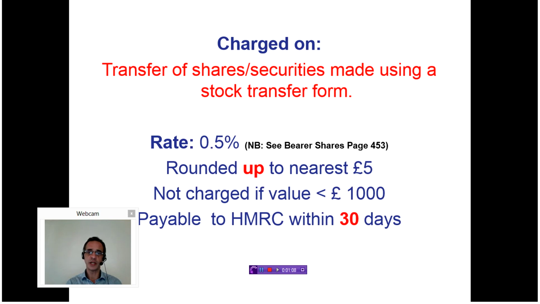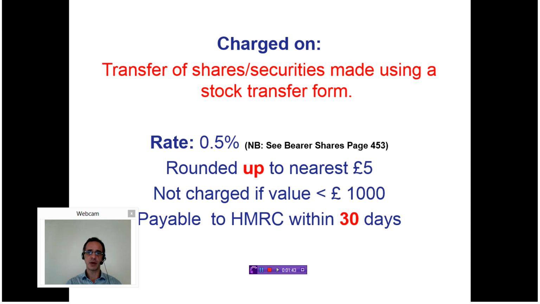I'll draw your attention to page 453 of the text in relation to bearer shares, where a slightly different percentage is used. But I would have thought for the most part within your exam, you're going to find an ordinary transfer of ordinary shares, and the rate is going to be 0.5%. The thing to bear in mind is that when you apply the rate to the value of the shares, you round up to the nearest £5. That's quite unusual when you're applying a tax rate, but you do round up to the nearest £5. So try and remember that when you apply the percentage.